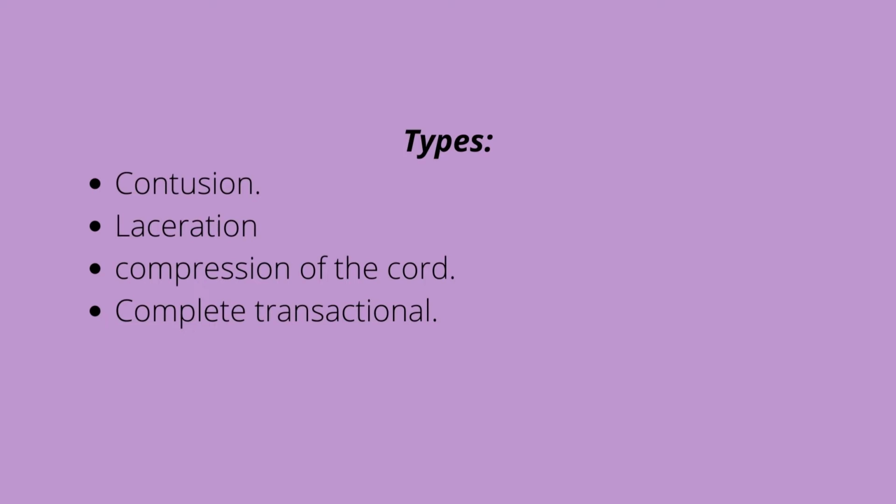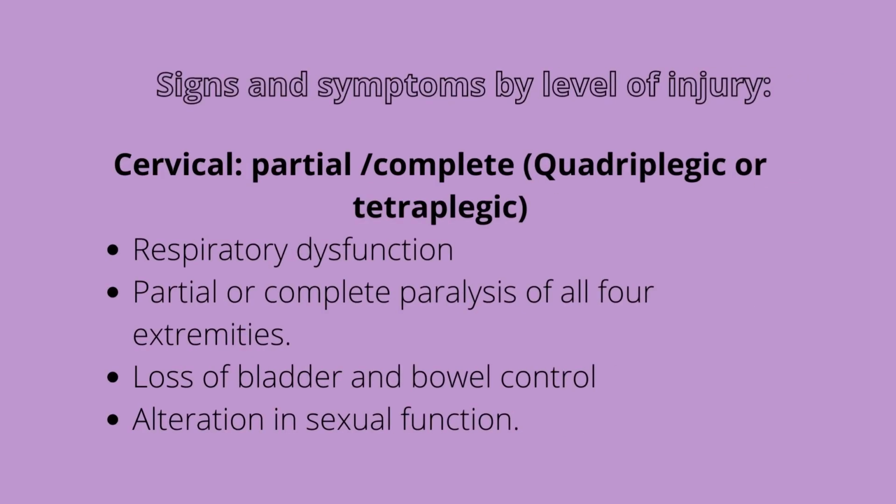Types of spinal cord injuries include contusion, lacerations, compression of the cord, and complete transection, which is paralysis below the level of injury. So, signs and symptoms. Cervical, partial or incomplete, quadriplegic or tetraplegic. Symptoms include respiratory dysfunction. The client may be on a ventilator when you have a cervical injury of the spinal cord, right? Your respiratory function might be depleted.